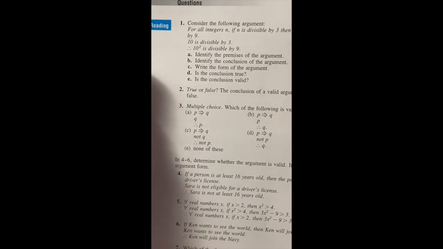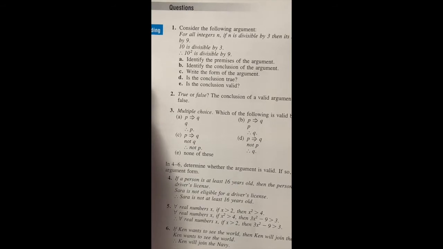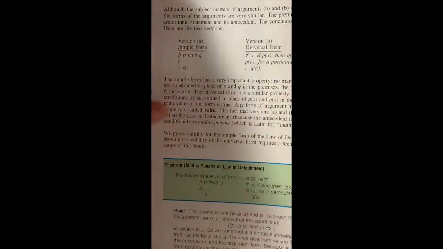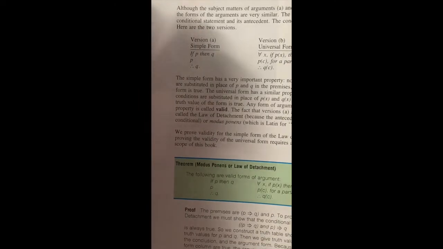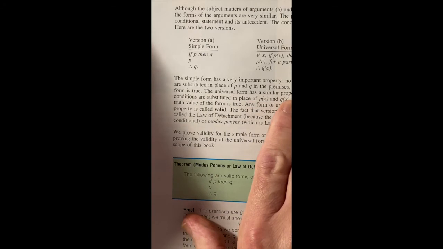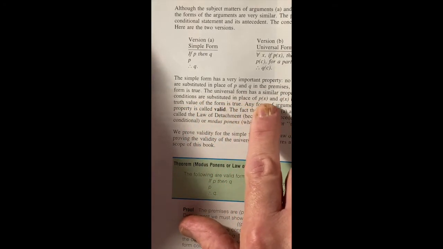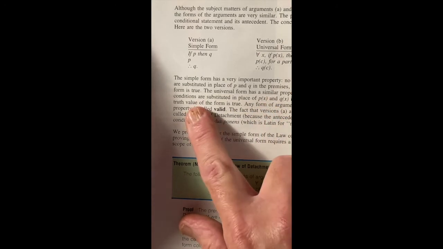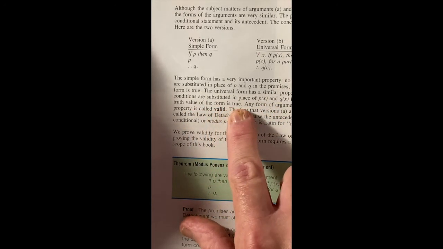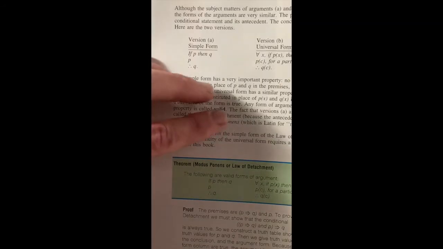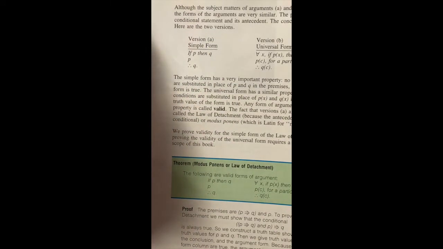Is the conclusion valid? Yes, the conclusion is valid because if the two statements were true, then the conclusion would have to be true. Let's just go back here so that you can see where that is. Right? Universal form has a similar property no matter what conditions are substituted in place of p(x) and q(x) in the premises. The truth value of the form is true. Any form of argument having such a property is called valid, and modus ponens means method of affirming.